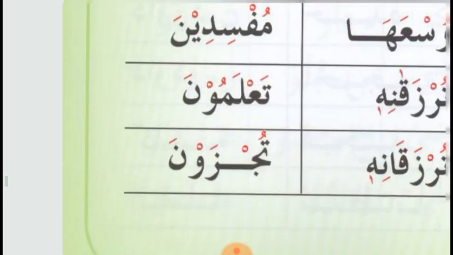Mufsidina. Talamuna. This one right here, what is that letter? It looks like it's a T and a K and... I don't even know what it is. Yes. Ta, jim, zaa, waw, noon. Tuj-zau-na. Tuj-zau-na. Yes. Now read all these words horizontally.